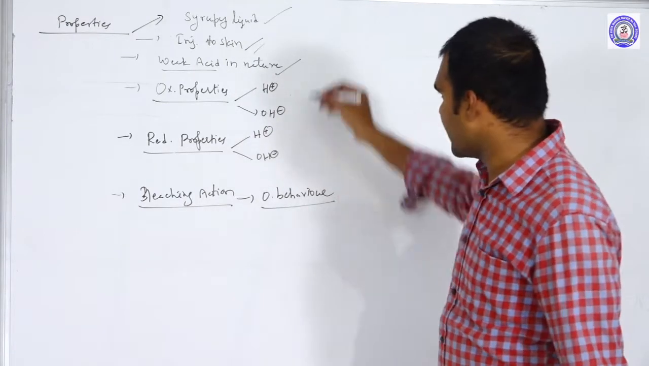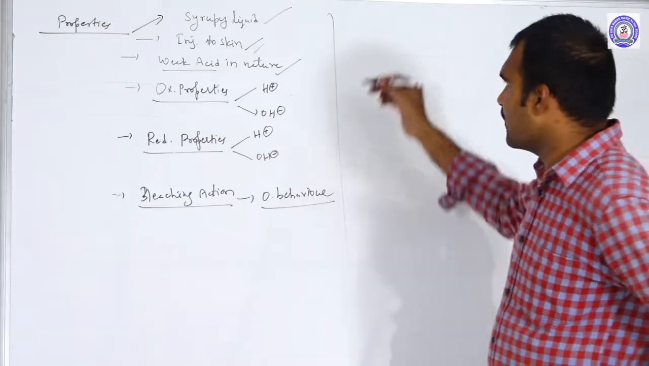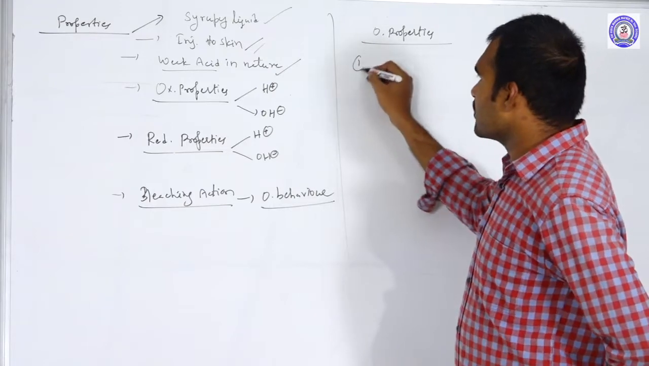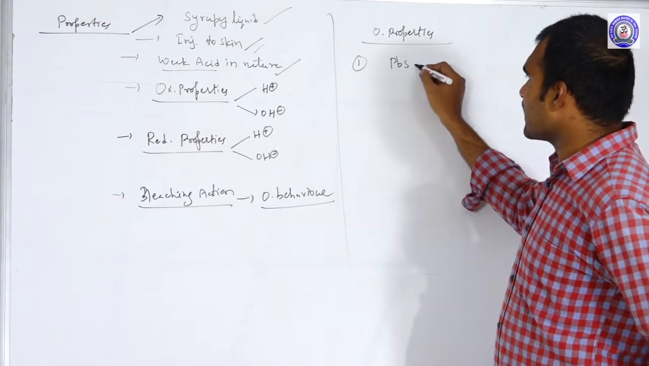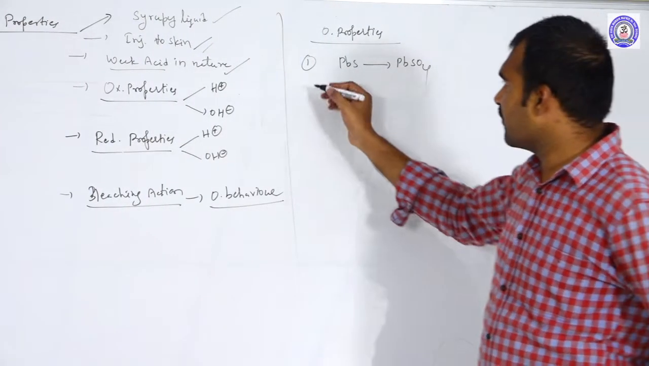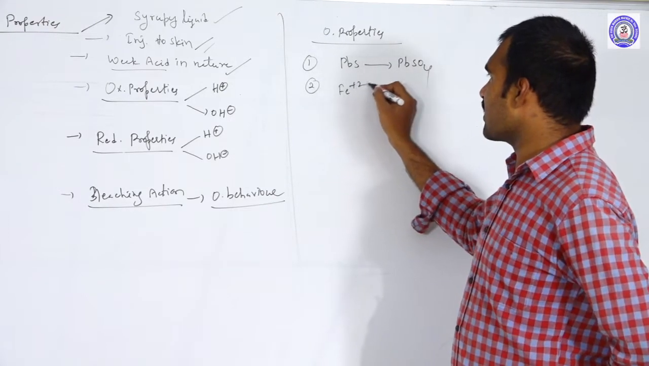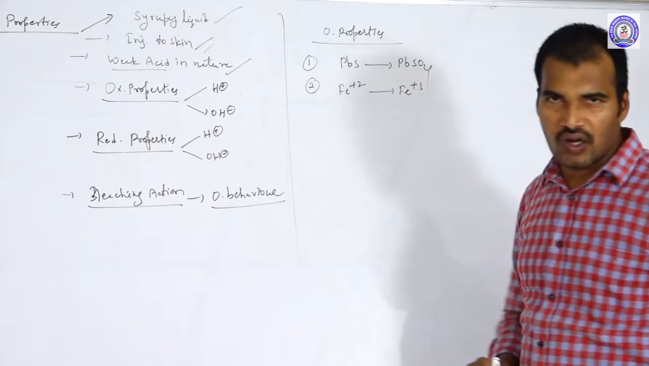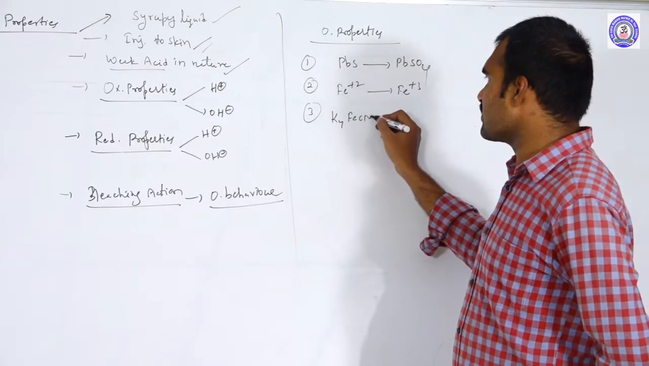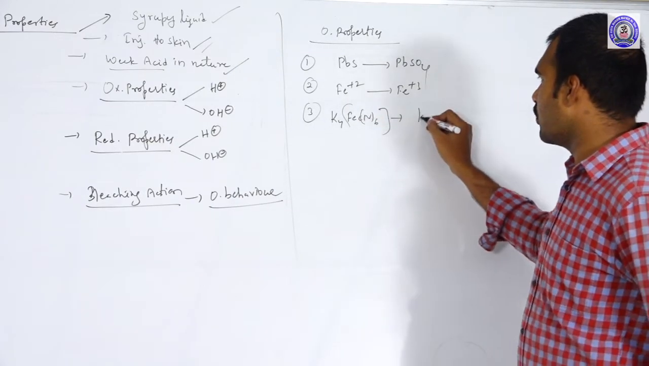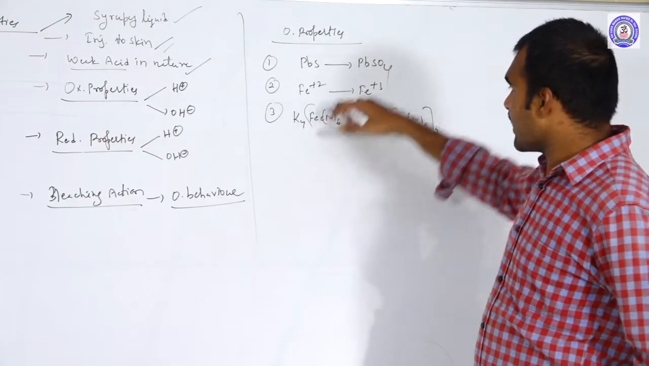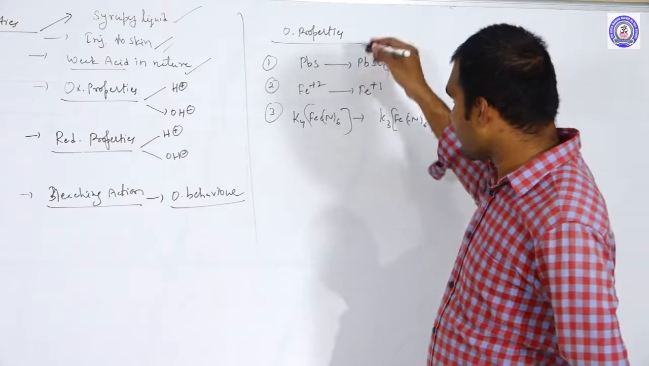Next, oxidizing properties. Let us discuss some oxidizing properties in acidic media. First one, it oxidizes black colored lead sulfide to lead sulfate. Next one, it oxidizes ferrous salts into ferric salts. Next one, it oxidizes potassium ferrocyanide K4[Fe(CN)6] into K3[Fe(CN)6], ferrocyanide into ferricyanide. Okay, these all are in acidic medium.